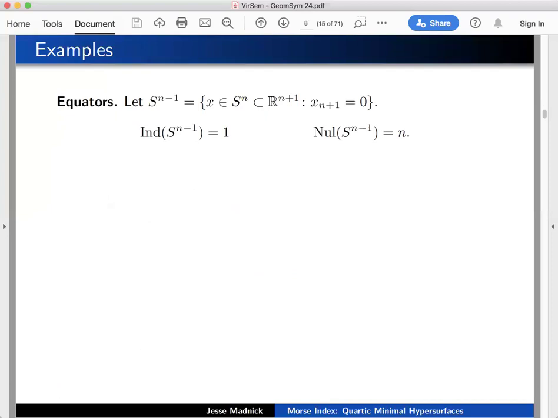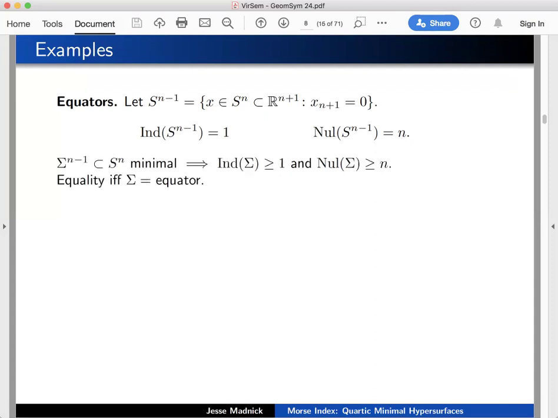So let's give some examples. This has all been very abstract. The most basic example of a minimal hypersurface in the round sphere is just the equator. You take the round sphere and you cut it with an equatorial hyperplane. It is known, shown by Jim Simons, I believe, that the index of the equator is 1 and the nullity of the equator is n.